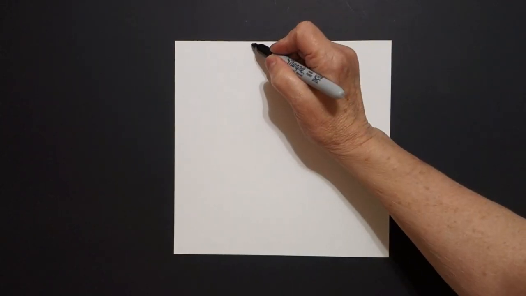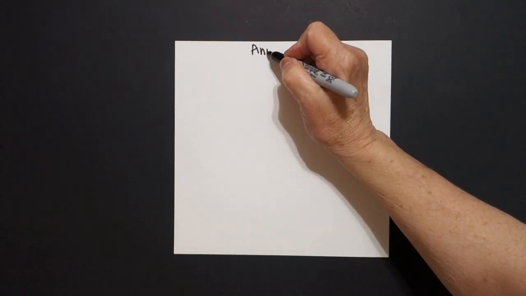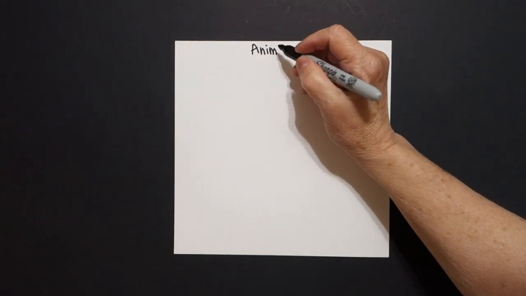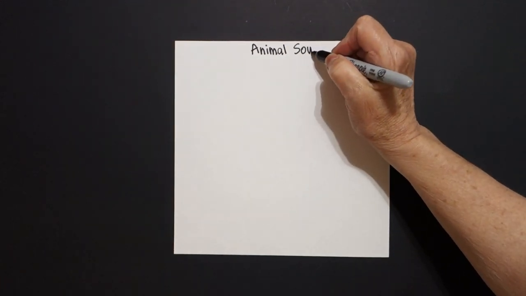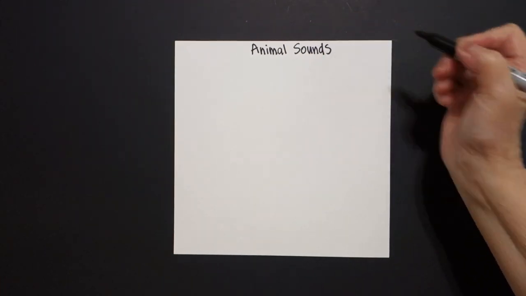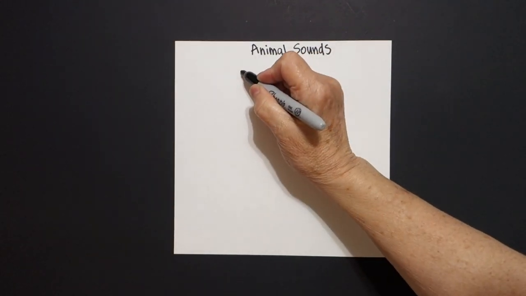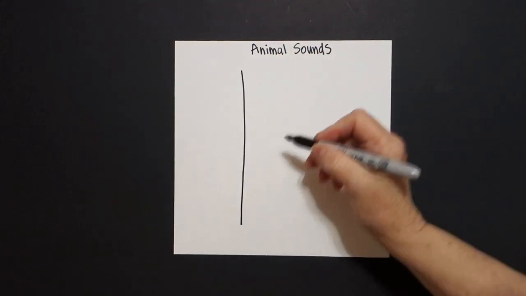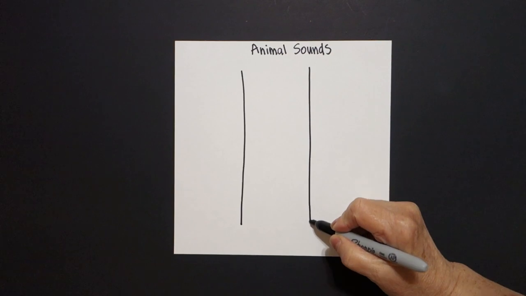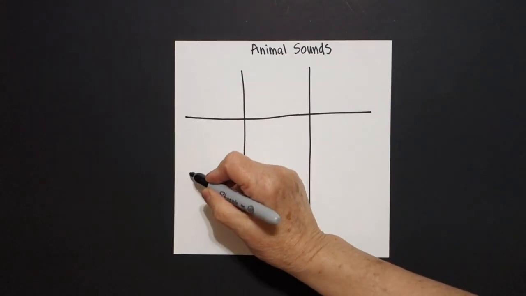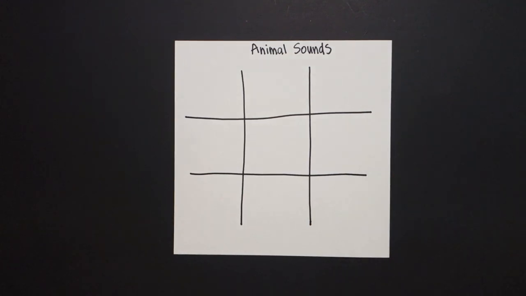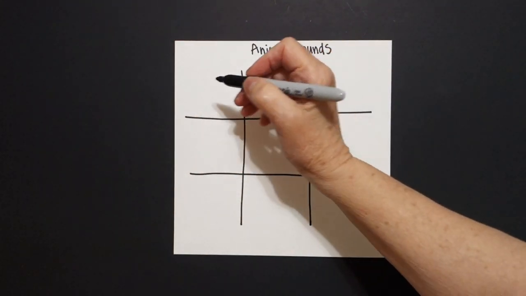Okay, let's draw. Today's project is how to draw animals and the sounds that they make. So I'm just going to call it animal sounds. The first thing we have to do is draw our tic-tac-toe. Two straight lines going down, two straight lines going across. Come up to this space first.